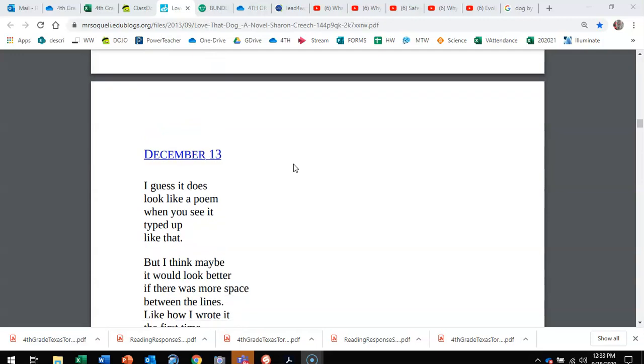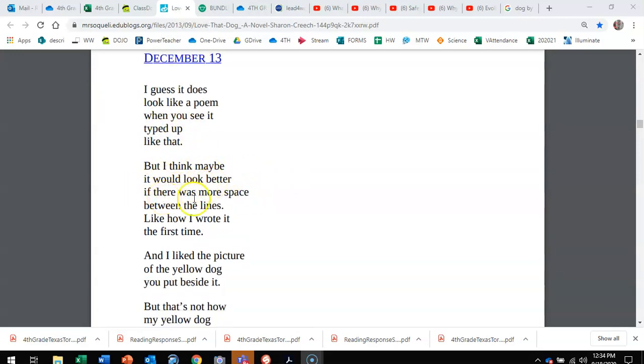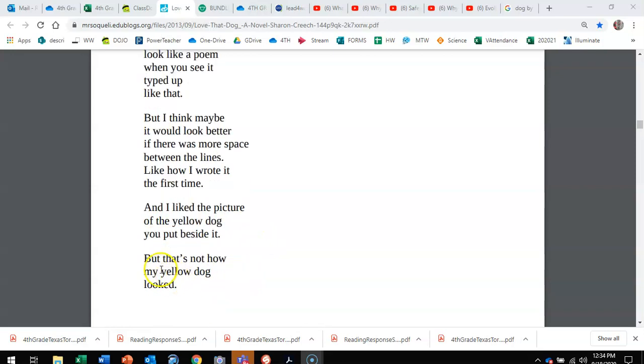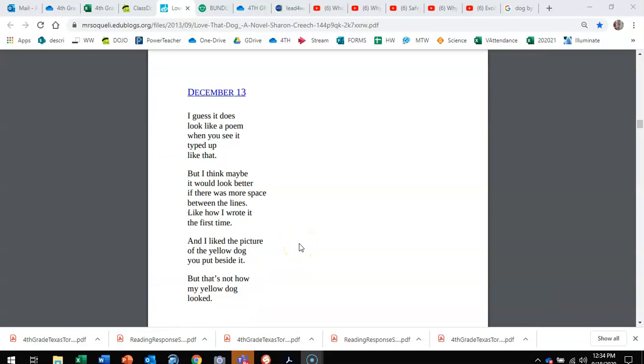December 13, we're now on page 18. I guess it does look like a poem when you see it typed up like that, but I think maybe it would be better if there was more space between the lines, like how I wrote it the first time. And I like the picture of the yellow dog you put beside it. But that's not how my yellow dog looked. So boys and girls, what is happening? What did the teacher do? So Miss Stretchberry put it in front of the class, right? And she also included a what? Look what it says. I like the picture of the yellow dog you put beside it. So she put a little picture, kind of like when we do a summary and then we draw a little picture. She put a picture next to it of a yellow dog.